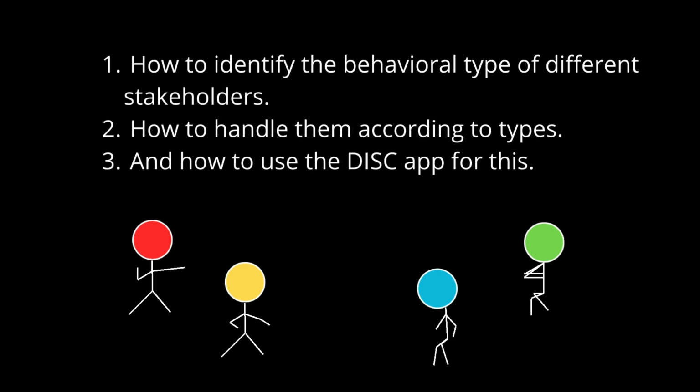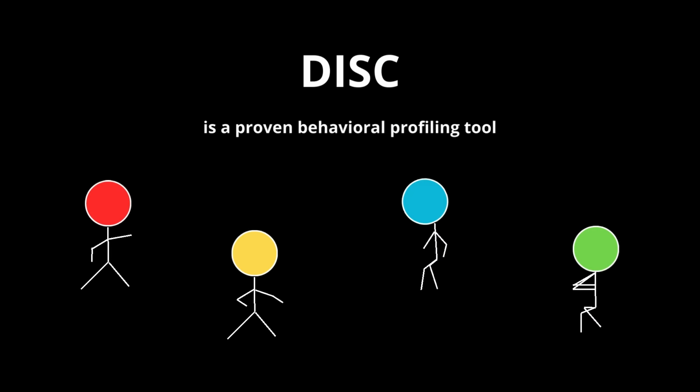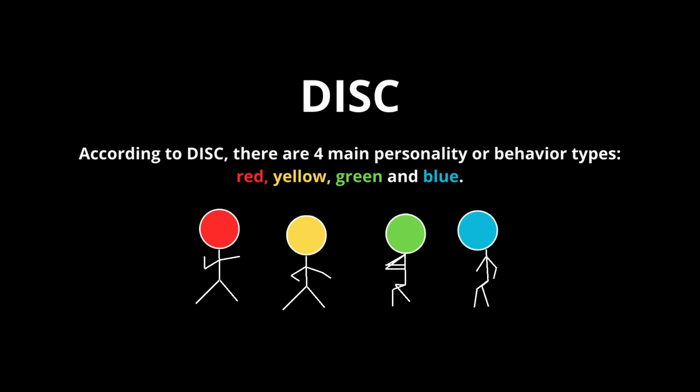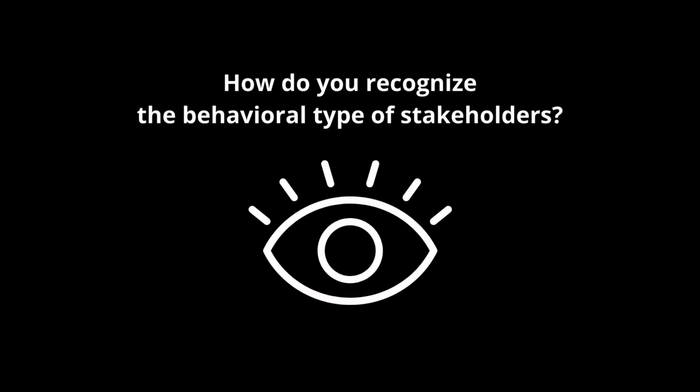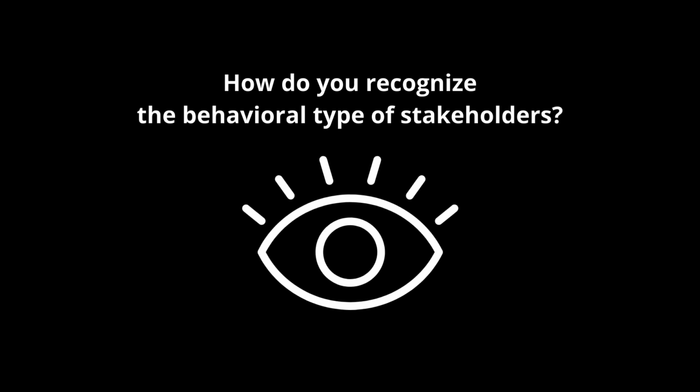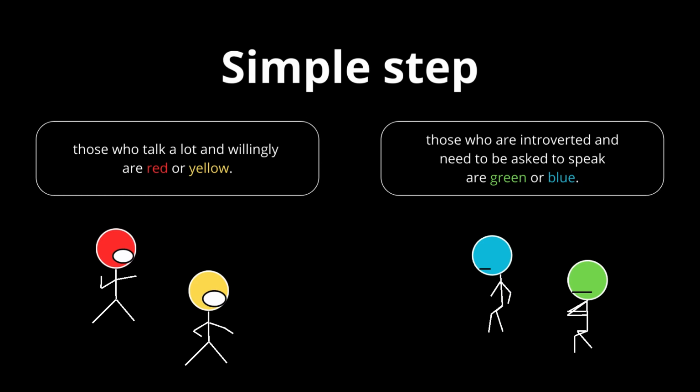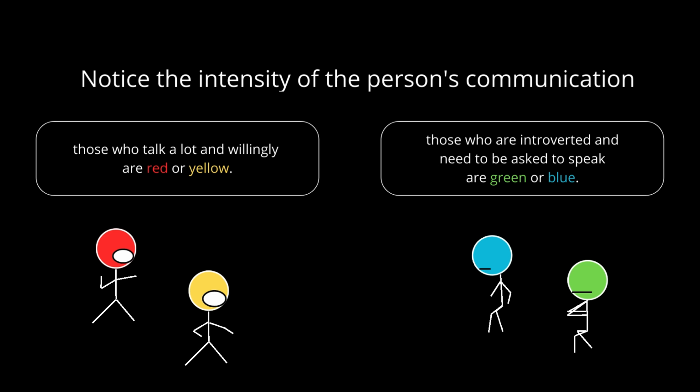So, let's get started. DISC is a proven behavioral profiling tool that also provides project managers with a useful tool for managing stakeholders. It helps to recognize the DISC type of both client and team members, making it easier to manage and influence them. According to DISC, there are 4 main personality or behavior types: red, yellow, green, and blue. Let's see how you can recognize the behavior type of stakeholders. I recommend starting with one simple step. Notice the intensity of the person's communication.